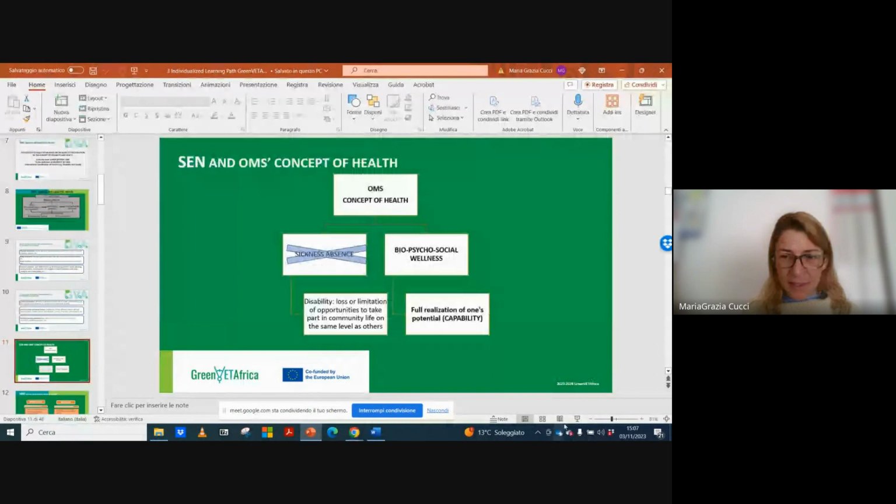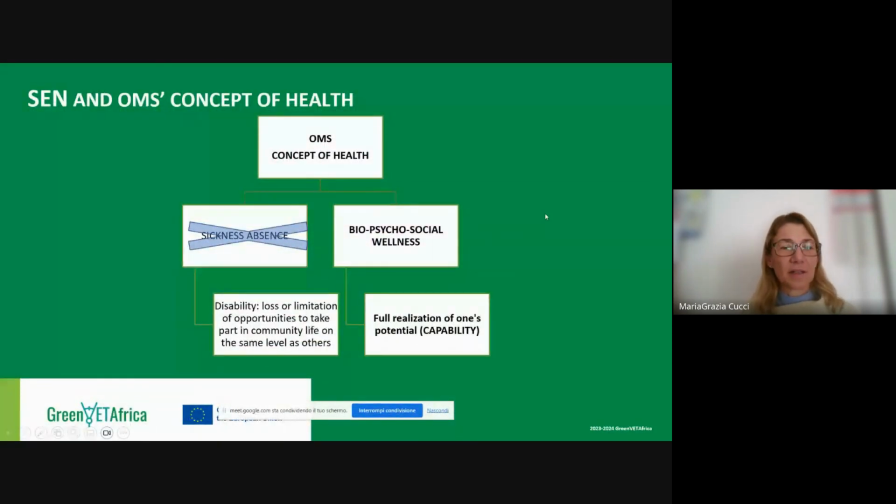Okay. So here we are. Well, I would like to go on starting maybe from the first question that I received. Which is the difference between disabilities and the concept of health that we want to achieve? If we start from the concept of health, we can assume that a disability is a loss or limitation of opportunities to take part in community life on the same level as others.